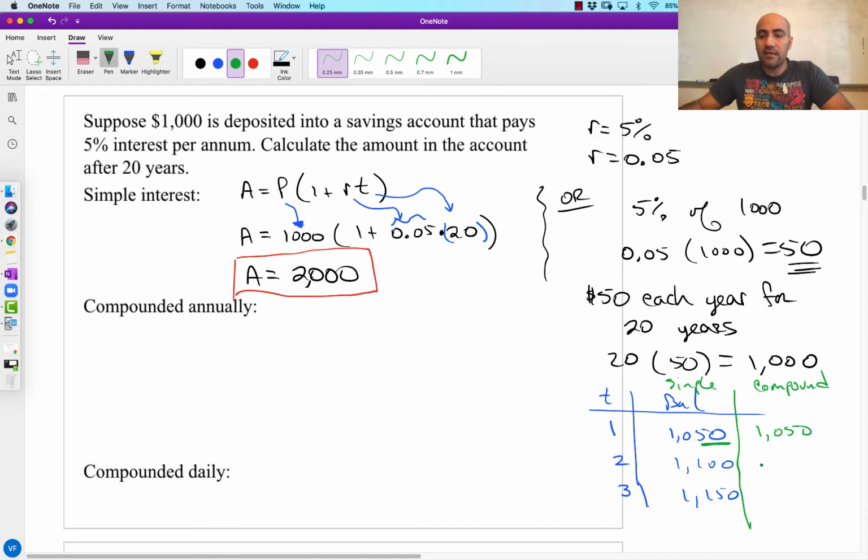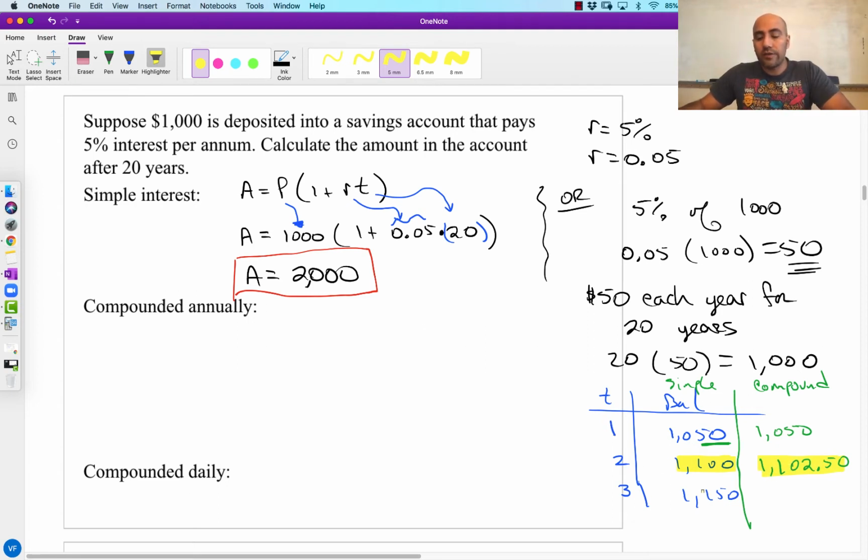So at the end of the second year, you'll have $1,102.50. With simple interest, you would have only had $1,100. But with compound interest, you earn an extra $2.50, which comes directly from the interest earned the first year. And so you grow just a little bit more. Doesn't seem like much, but it will add up.